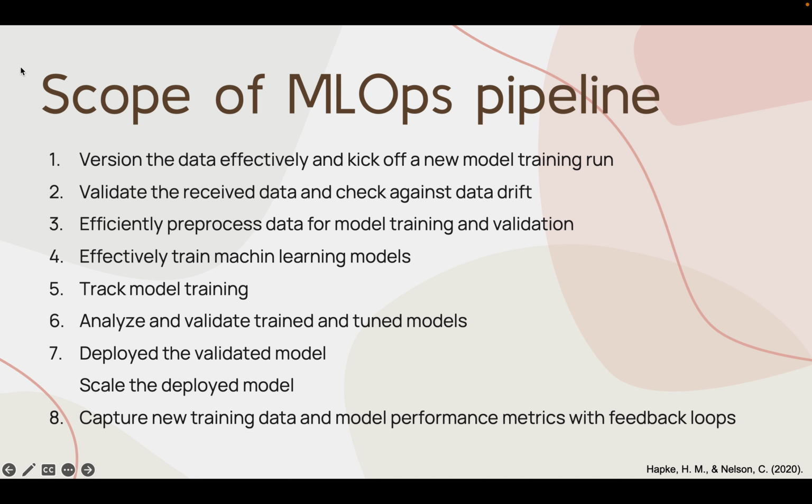Generally, a complete machine learning pipeline scope usually includes the following. 1. Version the data effectively and kick off a new model training run. 2. Validate the received data and check against the data schema. 3. Efficiently pre-process data for model training and validation. 4. Effectively train machine learning models. 5. Track model training. 6. Analyze and validate trained models. 7. Deploy the validated model. 8. Scale the deployed model. And lastly, capture new training data and model performance metrics with feedback loops.